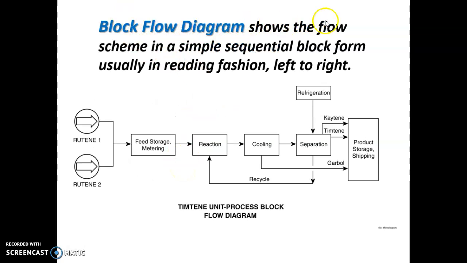The block flow diagram shows the flow scheme very simply, sequentially in block form. So you start out with your feed, go to your feed storage and metering, you go to a reaction, and again, you don't know what's going on exactly here. You don't know how it's reacting. You don't know what kind of reactor, but this is the main block: reactor, cooling, separation, to your storage. Here you use refrigeration for some part of that separation, and then it shows a recycle line coming back here. It's just showing you where one product is going and where the other two products are coming out of the process. And again, read usually left to right.